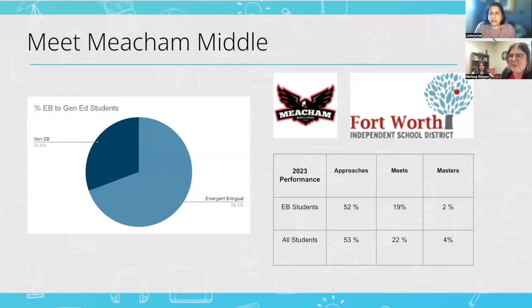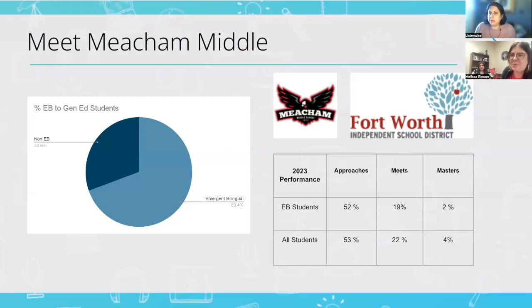In the meets category, which is scoring on grade level, our EB students are scoring 19% and all students are scoring 22%. And then on masters, are we meeting those students who are really excelling? Our EB students are 2% and all students are 4%.